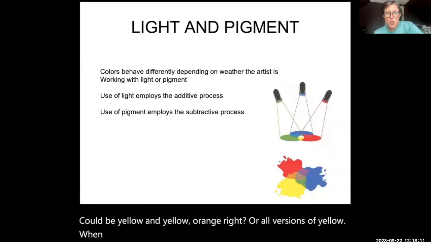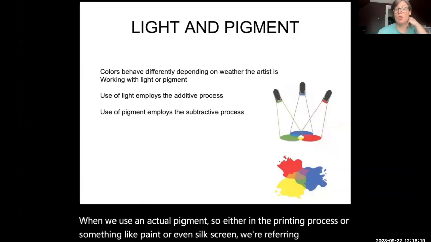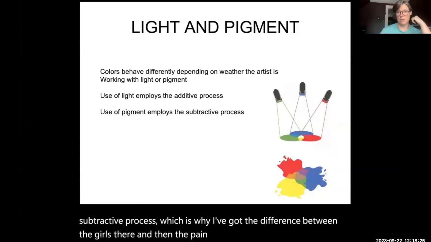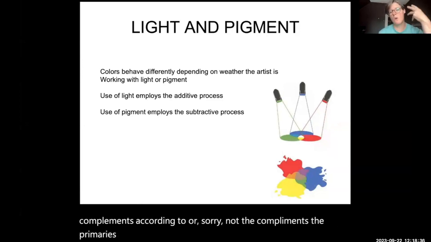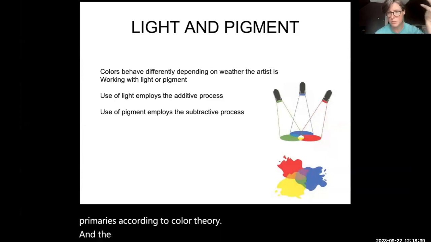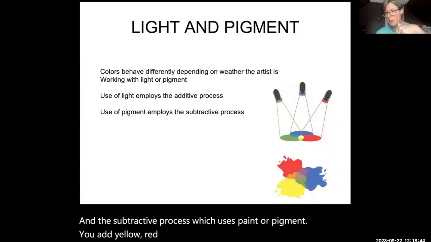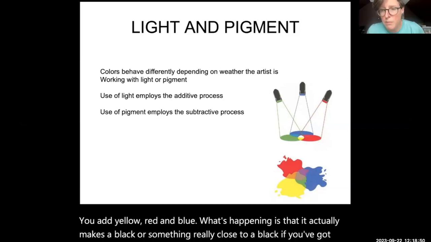When we use an actual pigment, so either in the printing process or something like paint or even like silkscreen, we're referring to that as a subtractive process, which is why I've got the difference between the gels there and then the paint on the bottom. So the illustration there is an opposing process, which weirdly, if you mix the primaries according to color theory in the subtractive process, which uses paint or pigment, you add yellow, red, and blue, what's happening is that it actually makes a black or something really close to a black if you've got really high quality pigments.